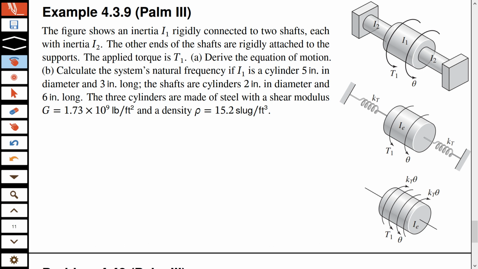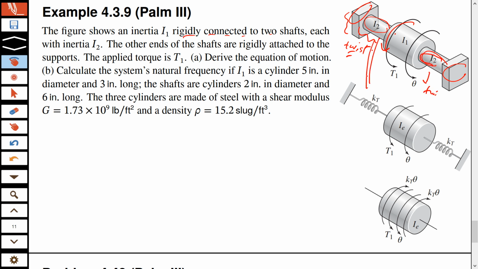So the figure, now the next example, shows inertia I1. This is the inertia in the middle, rigidly connected to two shafts. So this is connected to this shaft and this shaft. And remember, there's one thing now. Because this support is rigid, this support is fixed, this rod will be between the fixed support and the rotating body. So this means that this will be under a twist.